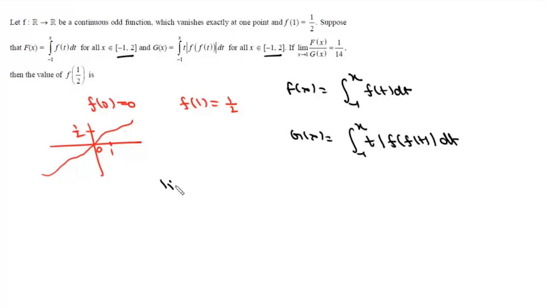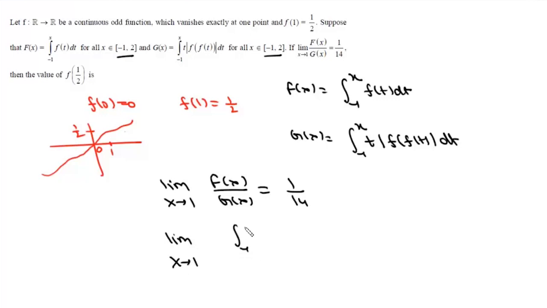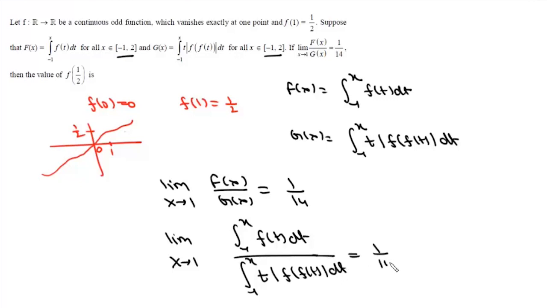Now it is given that this limit x tends to 1 F(x) upon G(x) is 1/14. Now we'll write this as this limit x tends to 1 and then this integral from −1 to x f(t) dt upon this integral from −1 to x t|f(t)| dt, that is equal to 1/14.